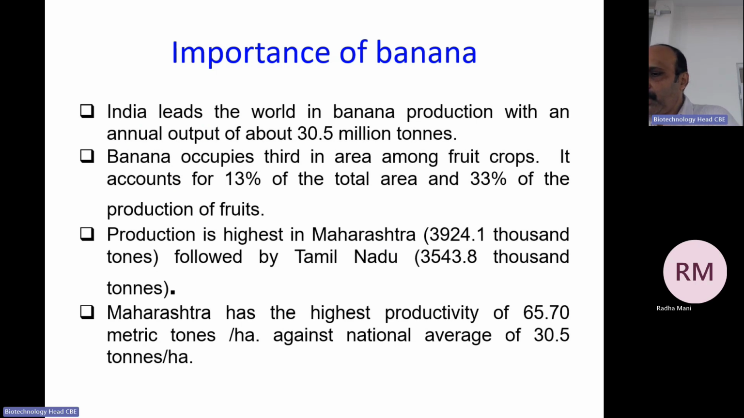So before selling tissue culture plants, we need to have certification systems, right? The NCSTCP system, so that the plants are virus indexed with no diseases. That needs to be done before they are sold. Then the highest production is in Maharashtra, followed by Tamil Nadu. Maharashtra also has the highest productivity of 65 metric tons compared to the national average, and in Tamil Nadu we get only half of what we get in Maharashtra.